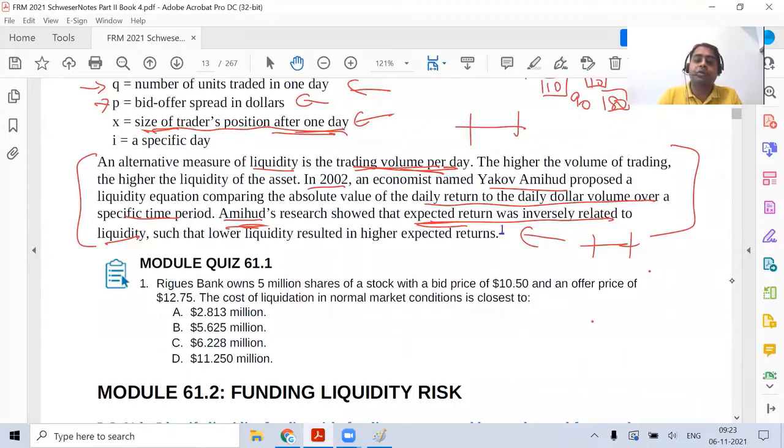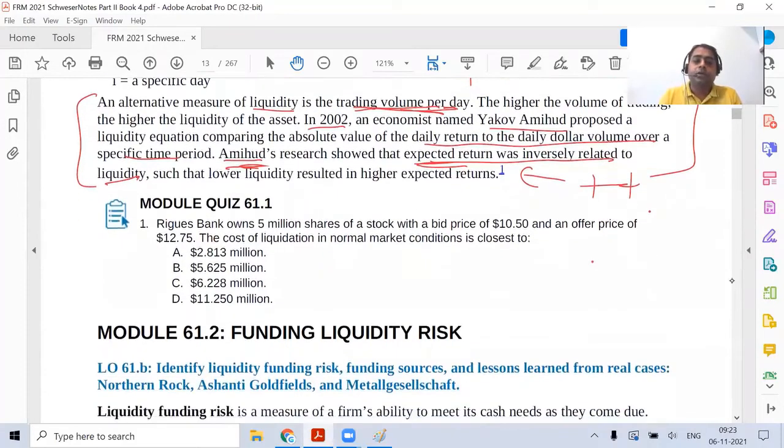Let us go towards this question. They are asking you to find the cost of liquidation in a normal market. The bank owns 5 million shares of stock. The bid price is this and the ask price is this. If you want to find the cost of liquidation, what should be the formula? It was summation of S into alpha divided by 2, right? So let us go and try to find.